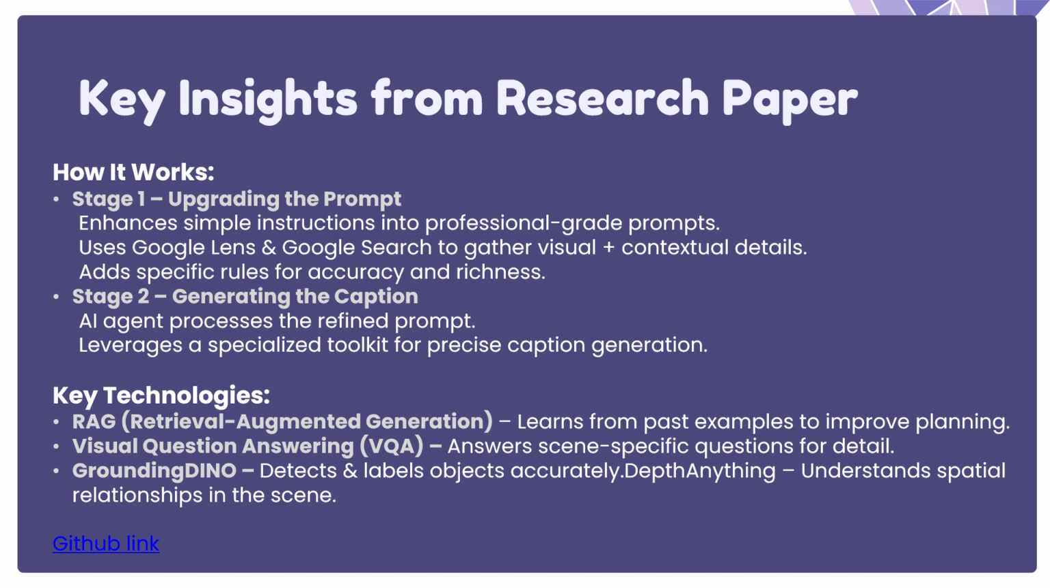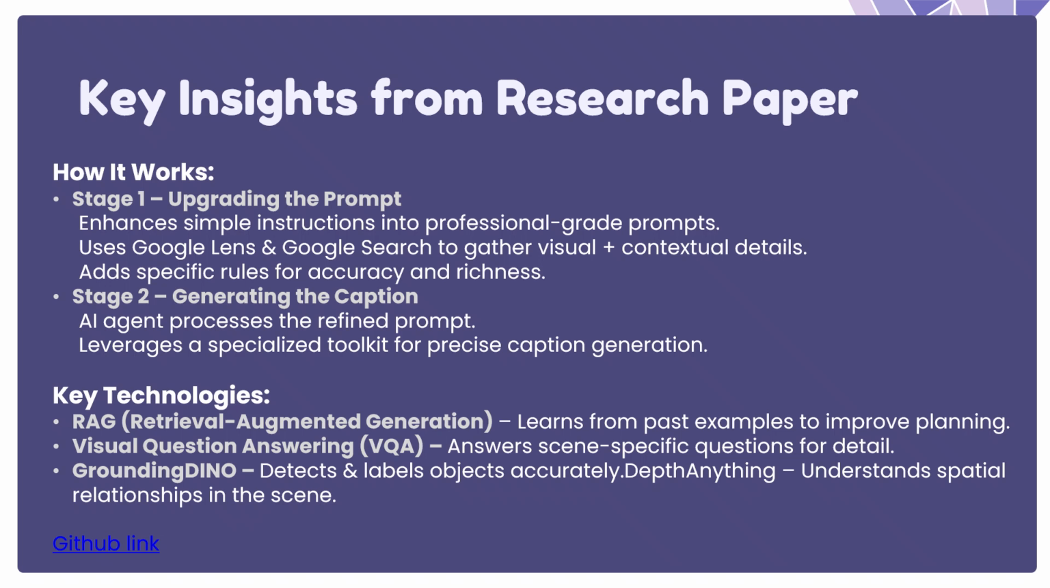Firstly, we have understood that our Capagent tool was implemented in two stages. The first stage is upgrading the prompt. Here the user's prompt is upgraded, adding more detail, context, and rules. It even uses tools like Google Lens and Google Search to get extra information from the image.